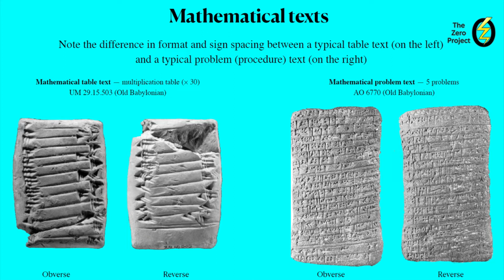On the right, you have a mathematical problem text. There are 5 problems on this text. It's also a single column text, but as you can see, it's much more filled in. It's written linearly. It's written in words, which stretch all across the entire width of the column, so that you have a rather full tablet there.